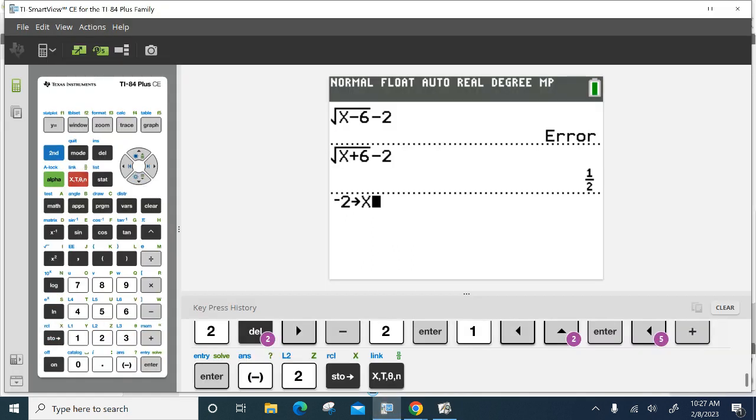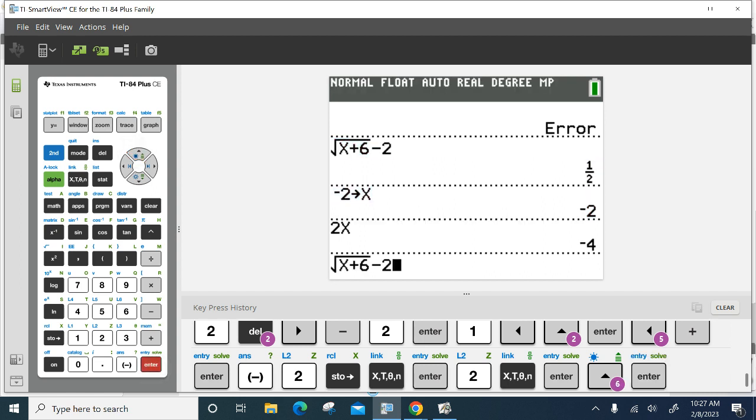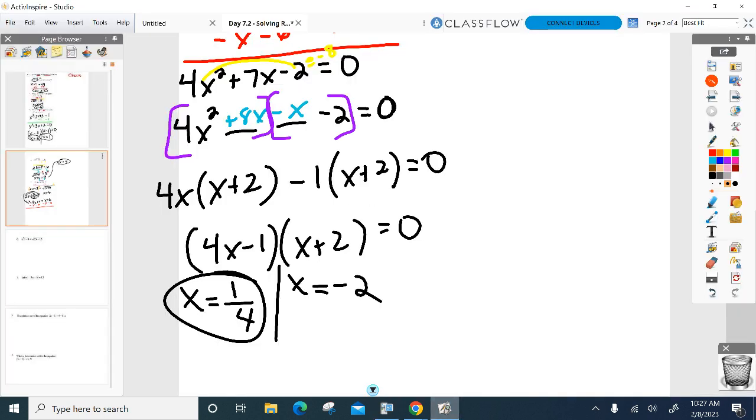Anybody check that bad boy? So 2x, I get -4, but take a look at what happens when I plug in the right side. I don't get -4. I get 0. So guess what? -2 is not a solution. Rejected. Okay, so that's why we've got to keep checking. Whew. Longest one we'll do today. Any questions there?